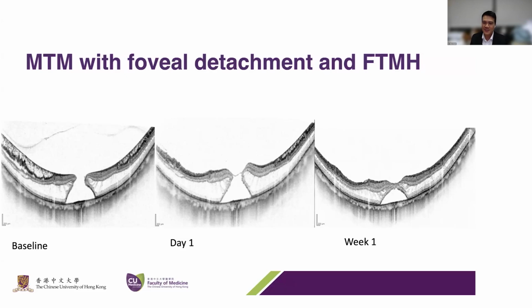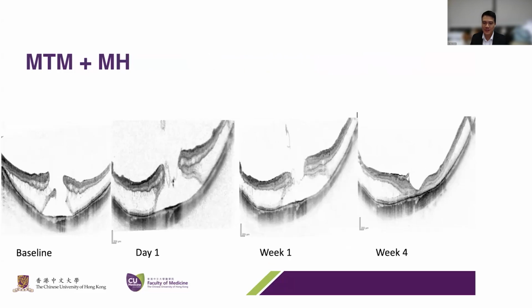Again, on day 1, you can see that, of course, there would be residual retinal schisis. But again, we can see a nice ILM flap over the macular hole. And by 1 week, you can argue that the macula has closed already, although it takes time for the foveal detachment to gradually resolve. But mind you, that's only the postoperative week 1 OCT.